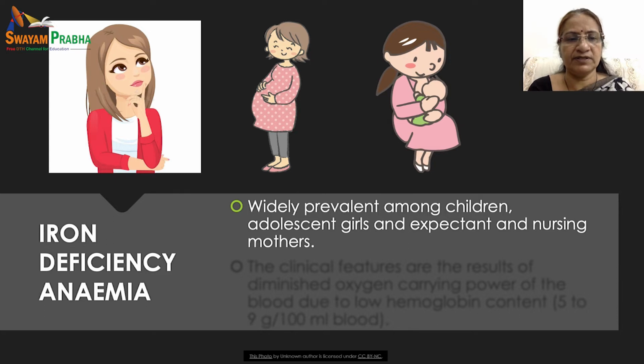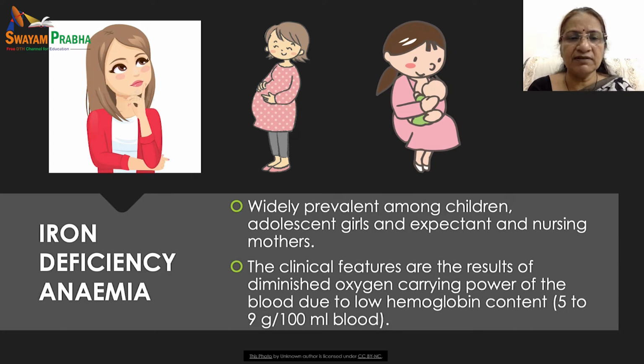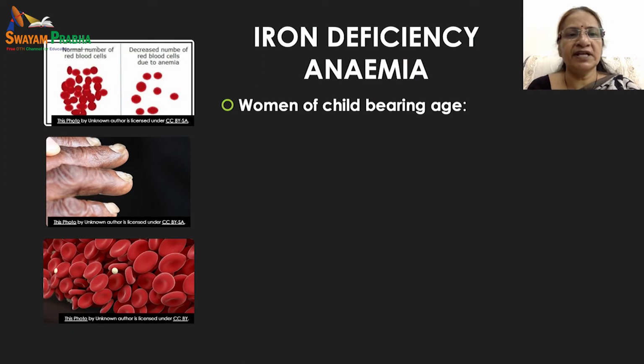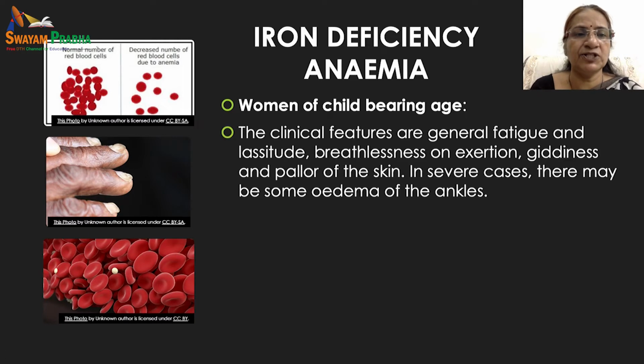The clinical features are the results of diminished oxygen carrying power of the blood due to low hemoglobin content, that may be 5 to 9 grams per 100 ml of blood. Now, iron deficiency anemia in women of childbearing age. The clinical features are general fatigue and lassitude, breathlessness on exertion, giddiness and pallor of the skin. In severe cases, there may be some edema of the ankles.